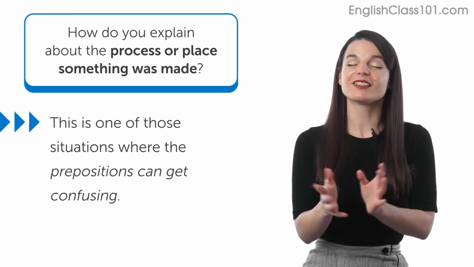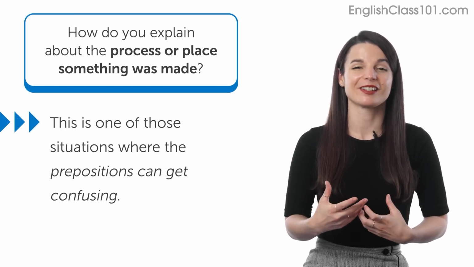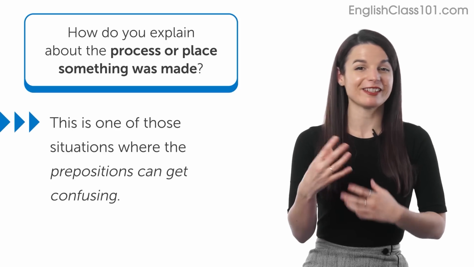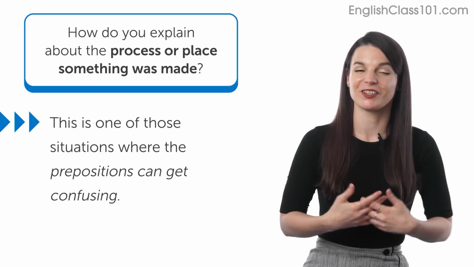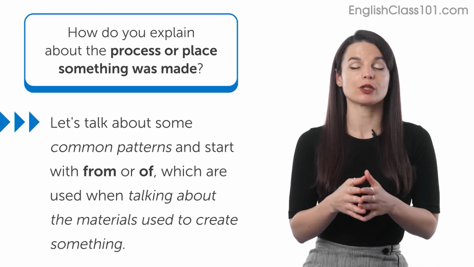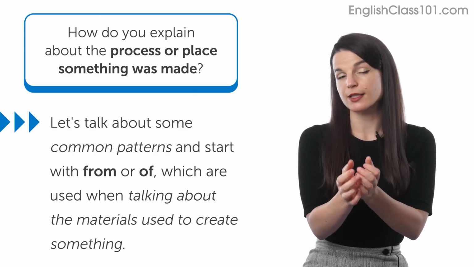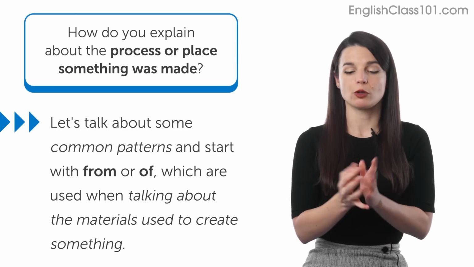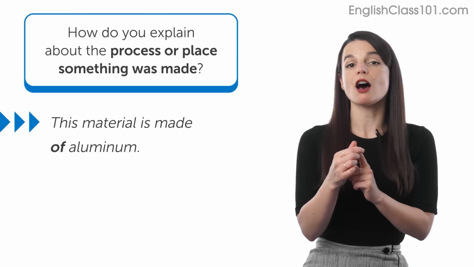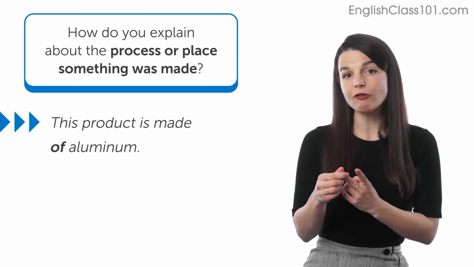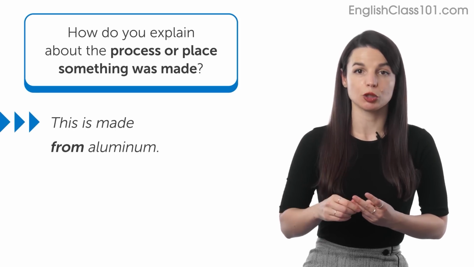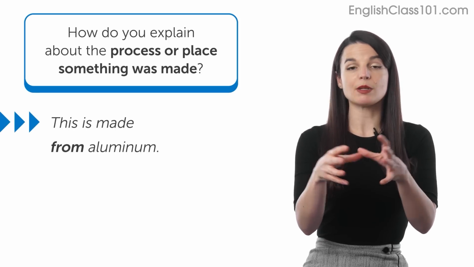Great question, yeah. So this is one of those situations where the prepositions can get really confusing. That's like by, for, in, of, these little tiny words that are so difficult to remember, right? So let's talk about some common patterns. Let's start with the ones you introduced. When you want to talk about the material something is made from, we usually use from or of to do that. So for example, this material is made of aluminum, or this product is made of aluminum. We can also use from in exactly the same way. This is made from aluminum. So we can do this to talk about the material of something.